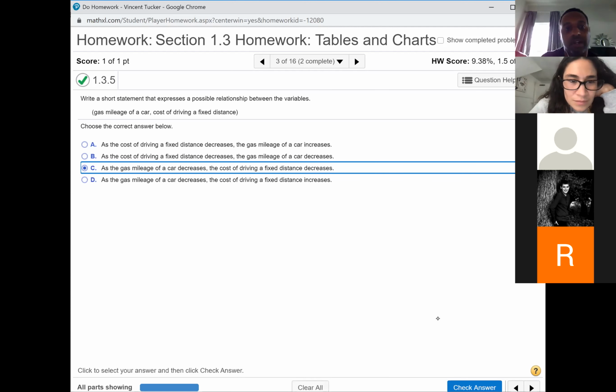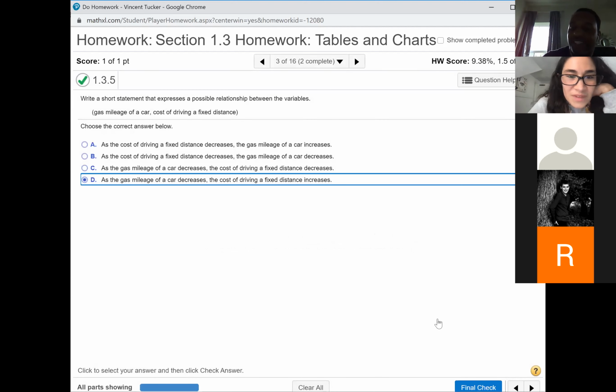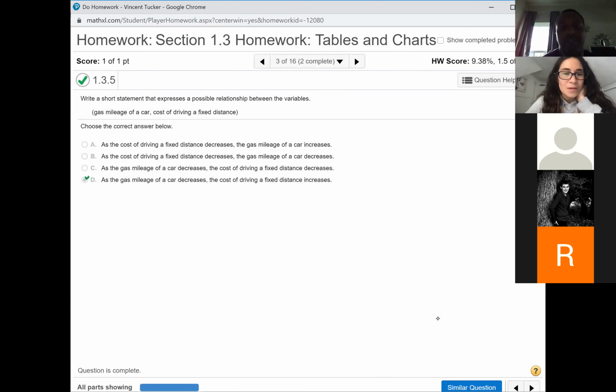Gas mileage of a car decreases. Yep, got it wrong again. I'm gonna get it right one day though. Yeah, so there we go. So as the gas mileage of a car decreases, the cost of driving a fixed distance increases. Gas mileage decrease. Okay, but you see what we should be doing here. We're gonna look at that first one. As the first one occurs, what happens to the second one? And as you get the hang of it, your flow will get better. It'll make more sense to you.